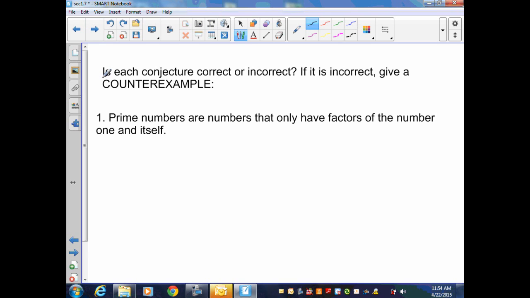Again, the same directions. Prime numbers are numbers that only have factors of the number 1 and itself. And actually, this is the definition of a prime number. So therefore, this is true.